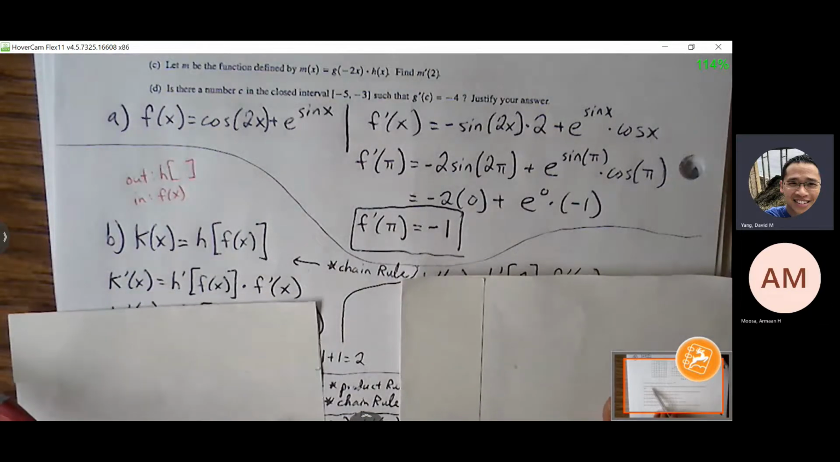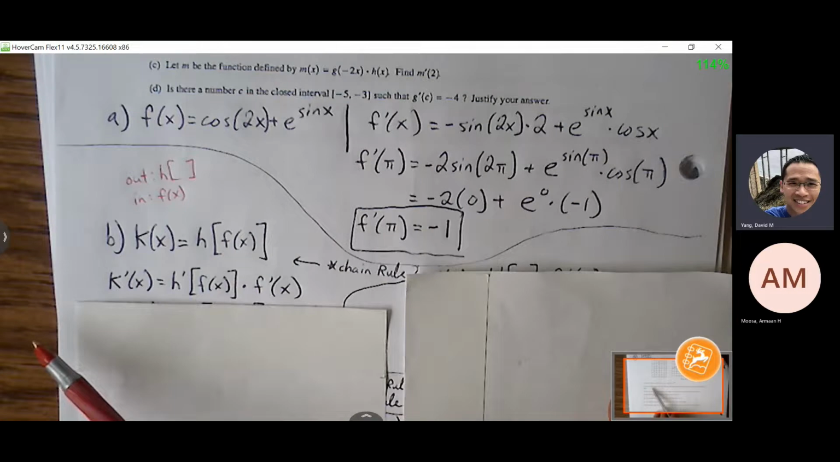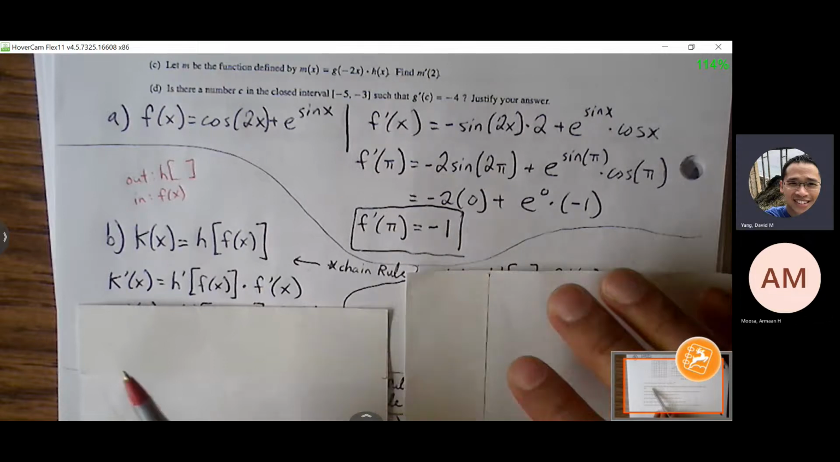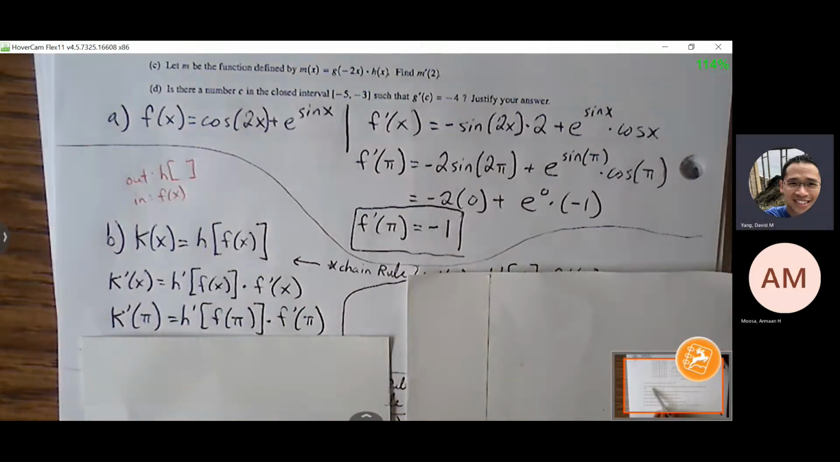We have to make sure we follow the proper procedure for chain rule. Outside's derivative is h prime of f of x. We leave that f of x intact. We're not ready for it yet. Once we get out of that bracket, then we multiply by the inside's derivative, f prime. Make sure we build our chain rule correctly. Now we can replace every x with pi. So k prime of pi is equal to h prime of f of pi times f prime of pi.